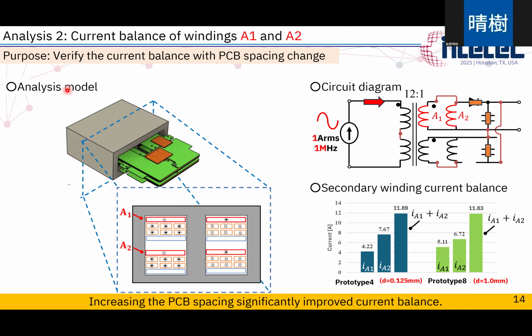First, we conducted analysis to verify the current balance with PCB spacing change. This is the analysis model, and this is a cross-section of the transformer. A1 and A2 are the secondary windings that are the analysis targets. And this is the circuit diagram and the analysis result. From this result, increasing the PCB spacing significantly improved current balance, like this.